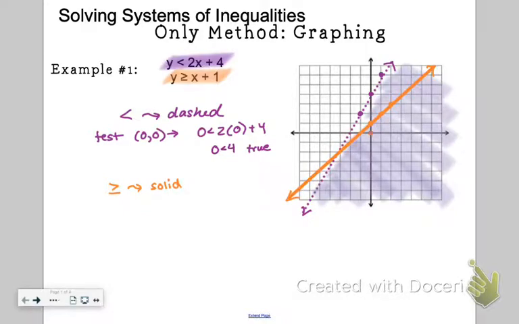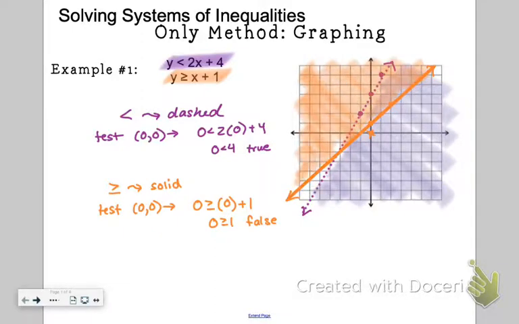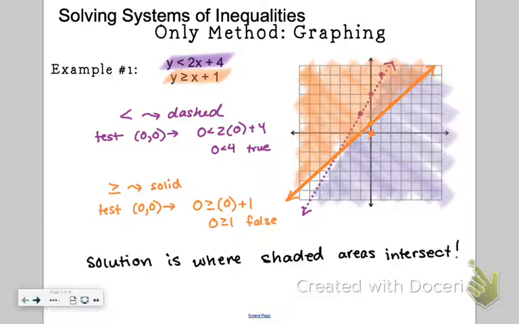Now for the shading, we'll test 0, 0 again, and then simplify. So we end up getting 0 is greater than or equal to 1, which is false. So that means we need to shade the opposite side that 0, 0 is on. So before we finish, the only thing left to do is just denote where the solution area is. For systems of inequalities, the solution is where the shaded areas intersect each other. So where we have purple shading on top of orange shading. And in order for me to see what this is, we're going to put a big capital S in that solution area. So any of these points are solutions to that system of inequalities.